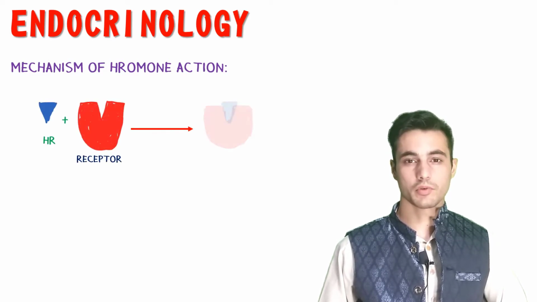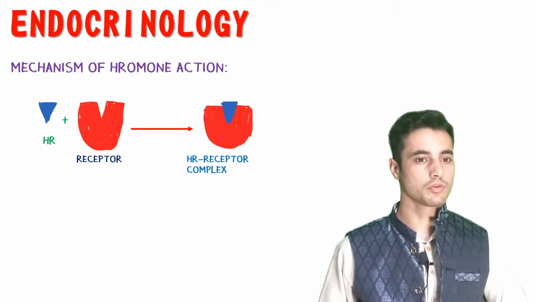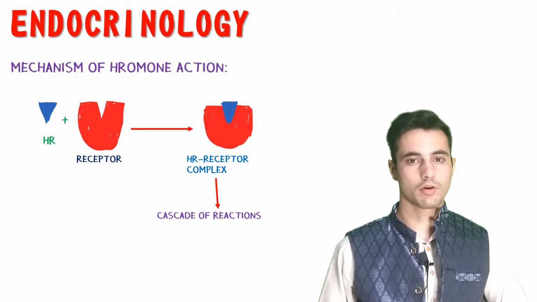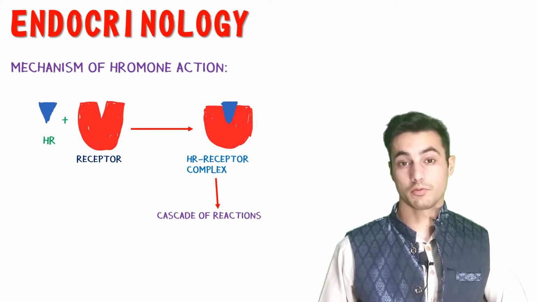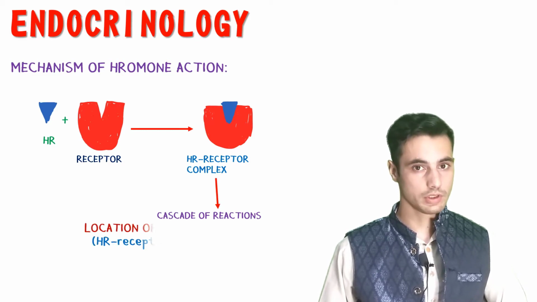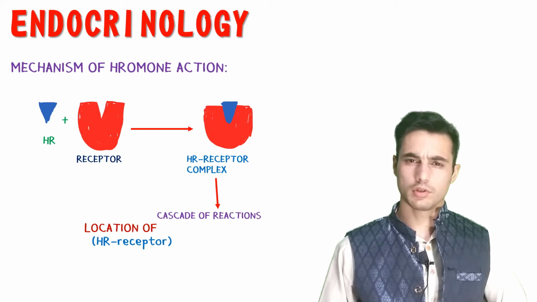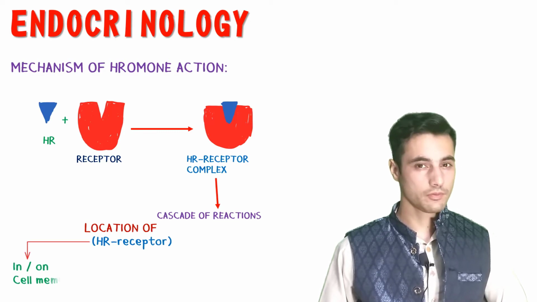Hormone will combine with the receptor to form a hormone receptor complex. Now this complex will perform a cascade of reactions, or a variety of reactions, inside the cell. For example, it may open or close the ion channel. It may activate the enzyme or the G proteins. So the location is very different for different receptors.